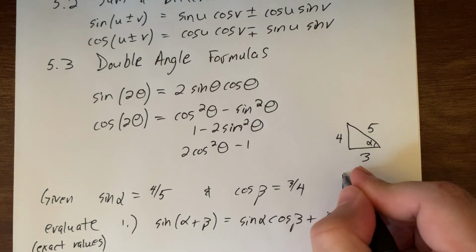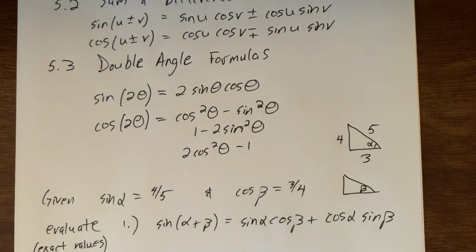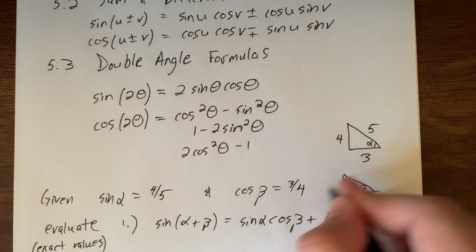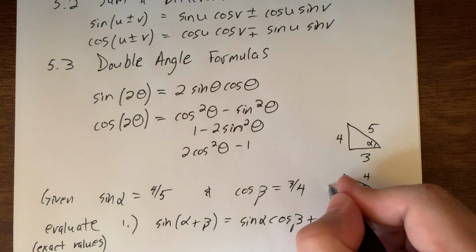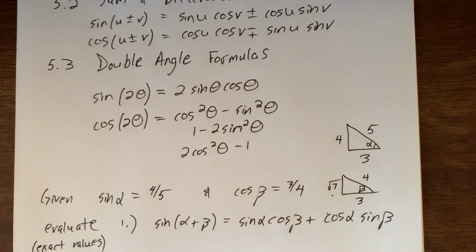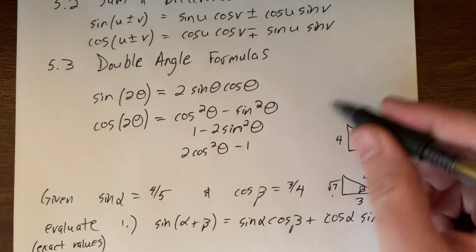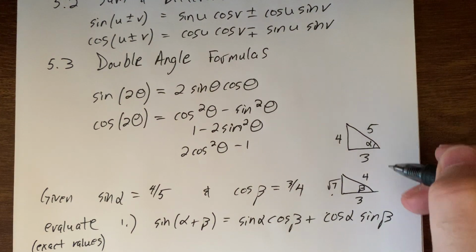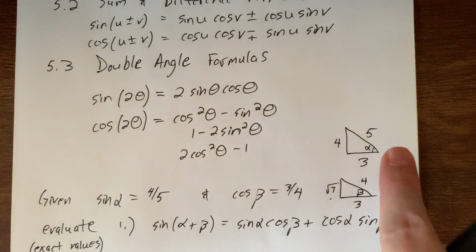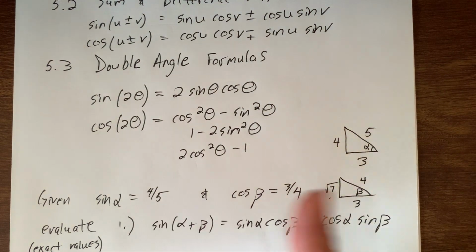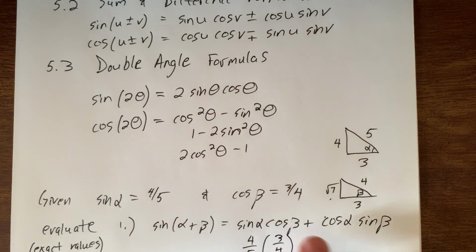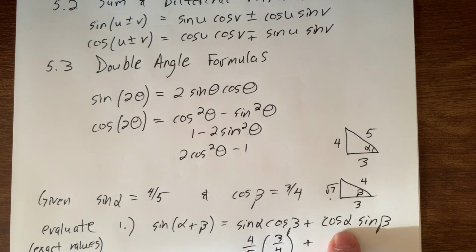Now I'll make a separate triangle for beta. From beta's perspective, the adjacent is still 3, but now the hypotenuse is 4, and when you do some Pythagorean theorem, you'll get the square root of 7 for the opposite side. So now I don't have to go through and find all the trig values, but I can get anything I need from both alpha and beta. Sine of alpha, opposite over hypotenuse, is 4 over 5, but that one was already given. Similarly, cosine of beta was 3 over 4.